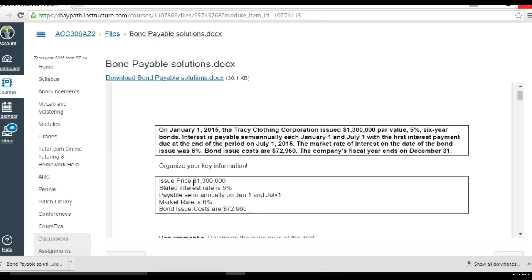And we have bond issue costs of $72,960, which essentially are the cost we pay investment bankers to help bring our bond to the market. So the bond issue costs are essentially going to be amortized as an expense over the period of the maturity of the bond.